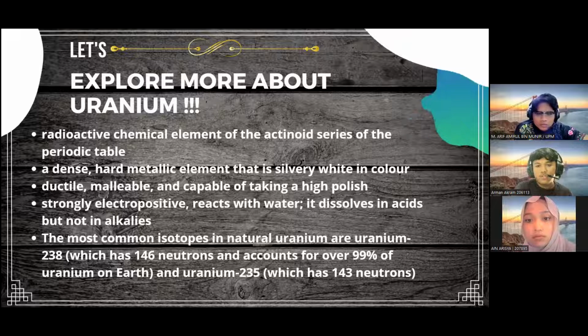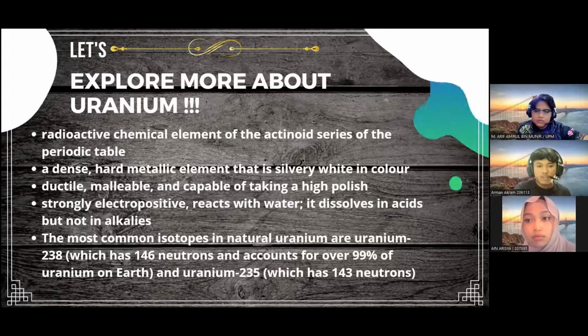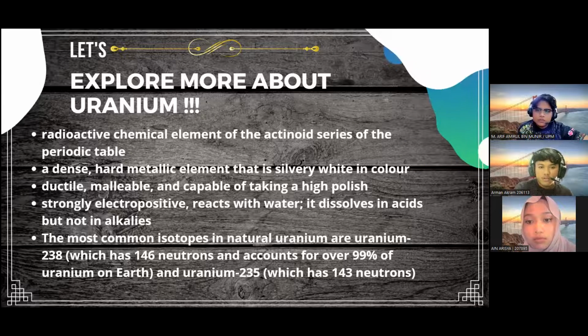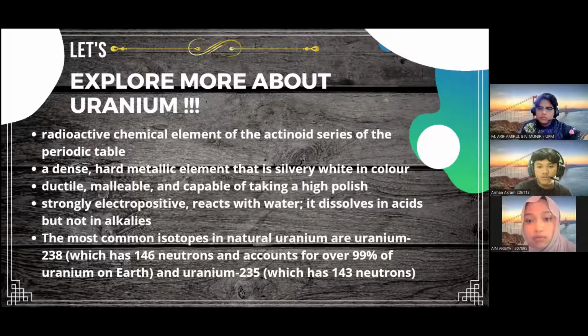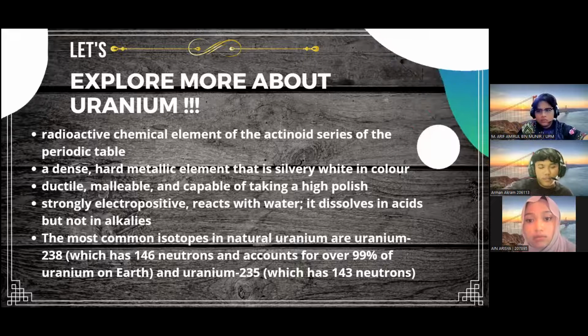The most common isotopes in natural uranium are uranium-238, which has 146 neutrons and accounts for over 99% of uranium on Earth. Uranium-235 has 143 neutrons. So, next slide.